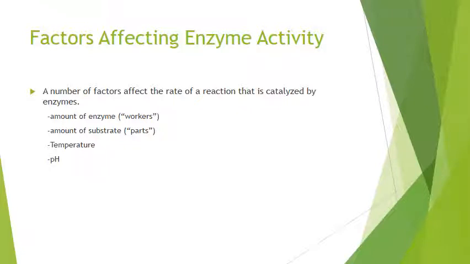Okay, now what we're going to do is talk about 4 different factors that can affect how fast a chemical reaction takes place. One of the things we're going to talk about is enzymes. You've got to think about enzymes as like a factory or workers, and substrates are parts.